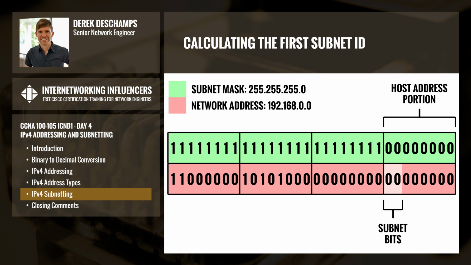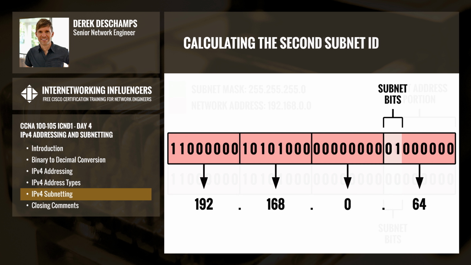The first subnet ID is the easiest to calculate, as it is always equal to the network address of the original network. This means our first subnet ID is 192.168.0.0. To calculate the remaining 3 subnet IDs, we now simply increment the borrowed subnet bits in the network address. Incrementing the subnet bits in binary gives us our second subnet ID of 192.168.0.64.